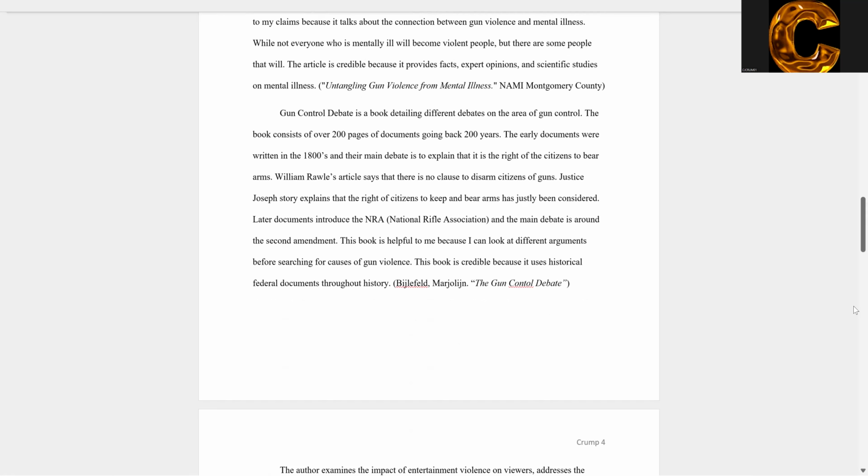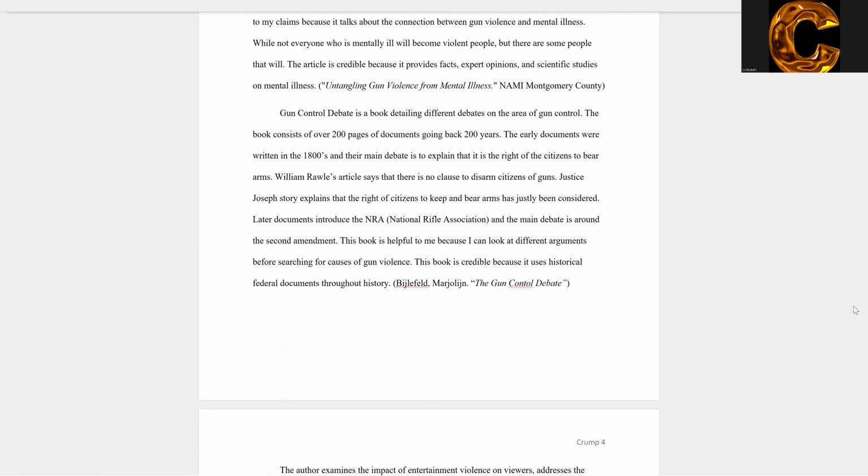Gun Control Debate is a book detailing different debates on the area of gun control. The book consists of over 200 pages of documents going back 200 years. The early documents were written in the 1800s, and their main debate is to explain it is the right of citizens to bear arms. William Rawle's article says that there is no clause to disarm citizens of guns. Justice Joseph Story explains the right of citizens to keep and bear arms has been considered.